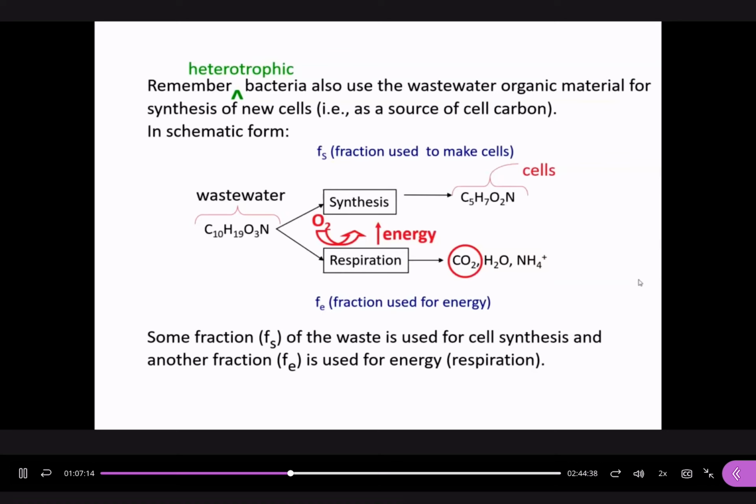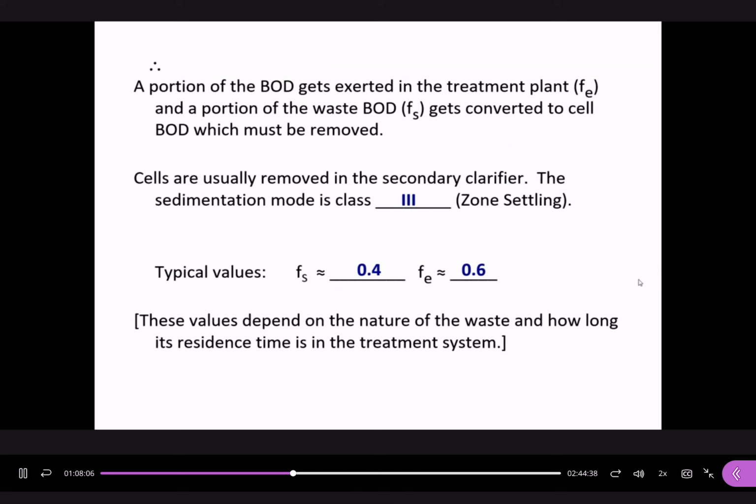Okay, so wastewater organics, because cells, you see, cells you have carbon, right? You need carbon. So this carbon comes from organics, right? So for human beings, if you want to grow, you also need carbon, right? So where does our carbon come from? From the rice you eat, from the noodles you eat, from the Coke you drink, right? The milk, the protein, etc. Okay. There is the fraction for cell synthesis and the fraction for energy production, right? And the typical value for cell synthesis is 40%, 0.4. For energy production, 60%, 0.6. But these values depend on the nature of the waste and how long the residence time is in the treatment system.